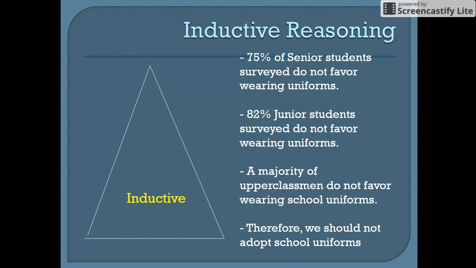Here's an example. Okay, so we have some evidence. 75% of senior students surveyed do not favor wearing uniforms. 82% of junior students also don't favor wearing uniforms. Our data suggests that a majority of upperclassmen do not favor uniforms. All of that evidence works towards the broader conclusion, therefore, we should not adopt school uniforms. That is inductive reasoning. It's working from the evidence first to reach the conclusion.